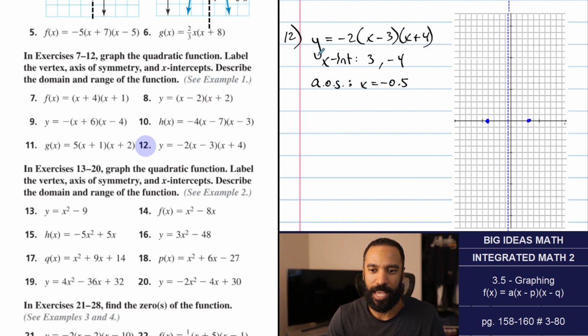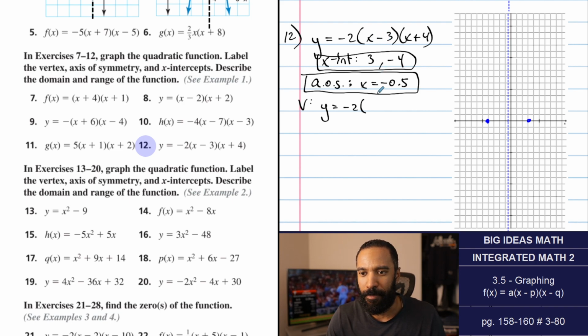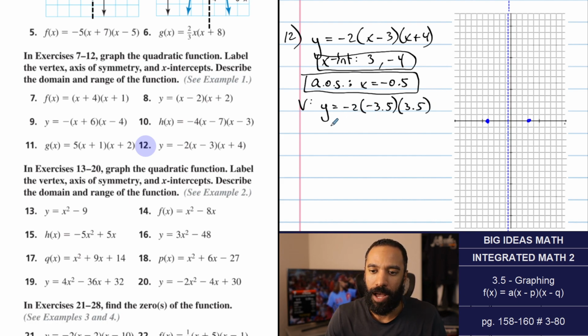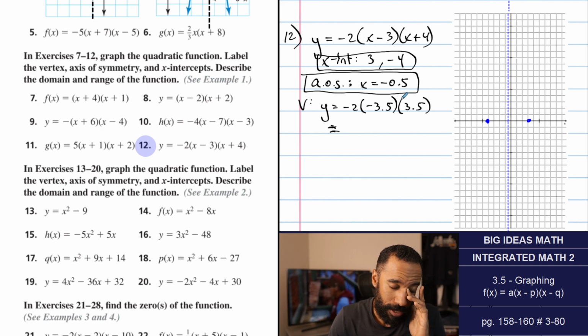Okay, the vertex y value. We're going to get y equals -2 times -0.5 minus 3, which is -3.5. That must mean the other one is 3.5, and it is -0.5 plus 4. I think that's -12.25 if I know my squares, and then times that is positive. Oh boy, that should be the easy part. Positive 24.5.